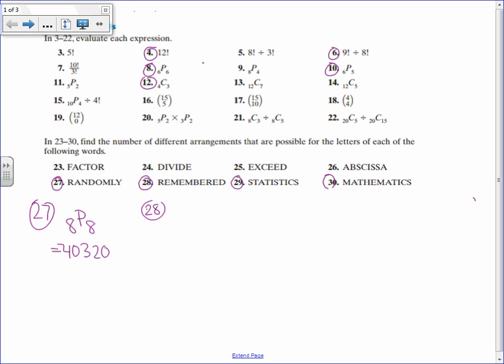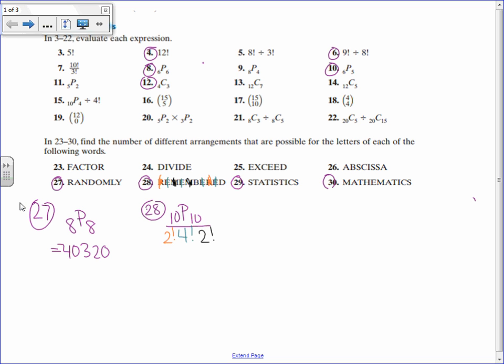Now going on to number 28, we have the word remember, which definitely has some repeats in it, but the word remember has 1, 2, 3, 4, 5, 6, 7, 8, 9, 10 letters, and I'm taking a permutation of all 10. But if I look, I'll start with the R's. I've got 1, 2 R's, so that means I need a 2 factorial in my denominator. I've got 1, 2, 3, 4 E's, so I need a 4 factorial in my denominator. And then I've got 1, 2 M's, so I need another 2 factorial in my denominator. And I think I got them all.